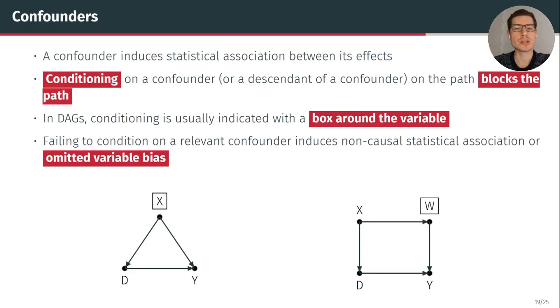If we don't condition on a relevant confounder in our setup, this would then induce non-causal statistical association or omitted variable bias. On the right-hand side, you see an example of a confounder X that is, you could call it, mediated by another variable W. Now, if we control for that variable W, we would block the path as well.